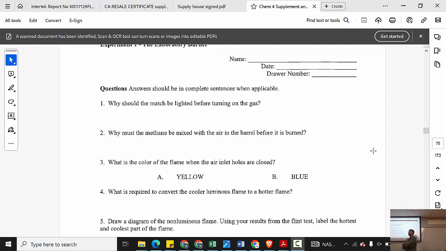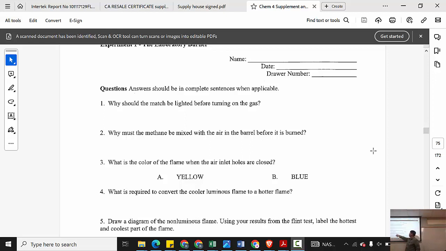How do you know you have the right mixture? When the color is not yellow and you have a nice blue flame with a nice little cone. Yeah. And we now have a pretty good mixture.